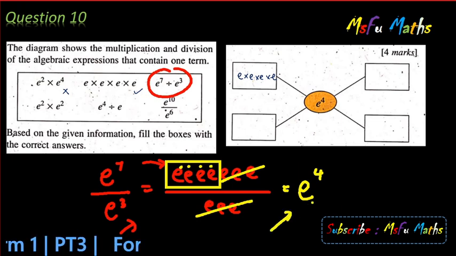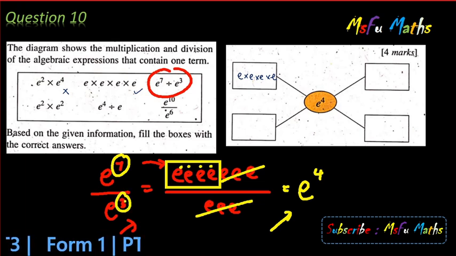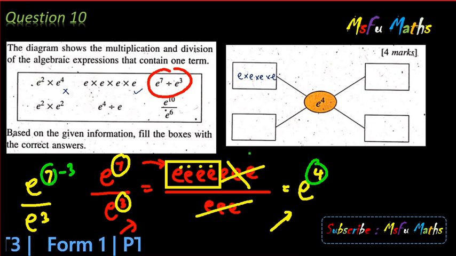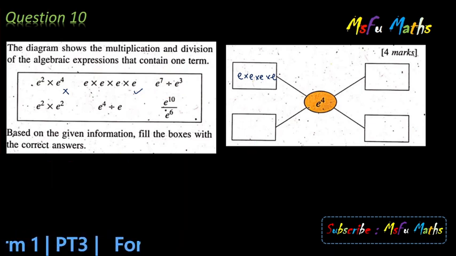Sorry, I wanted to say exponent, but actually it's e to the power of 4. Actually, you just imagine you have 7 e's at your numerator and 3 e's at the denominator. So you just minus off these 3 e's. If you have e to the power of 7 over e to the power of 3, you just take 7 and then minus 3. So 7 minus 3, you will get 4. Actually, you will learn more on this in Form 3. So this one will give you e to the power of 4. So I will write e to the power of 7 divided by e to the power of 3.